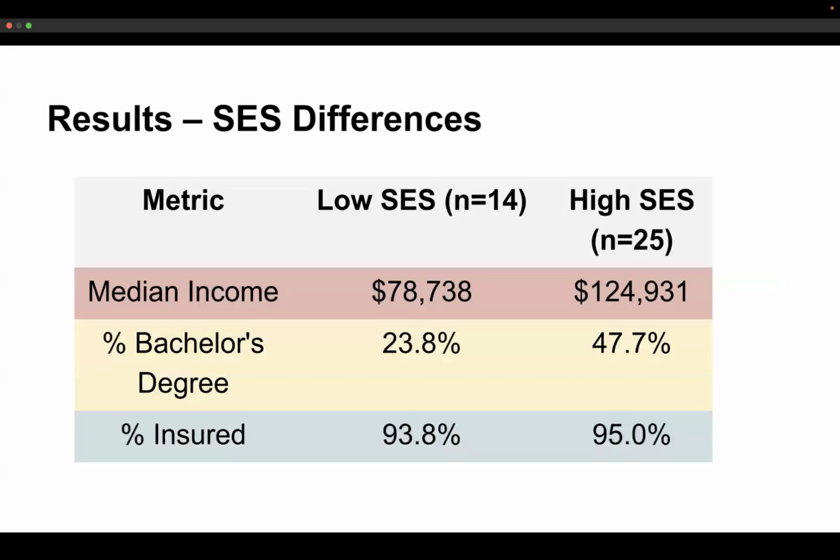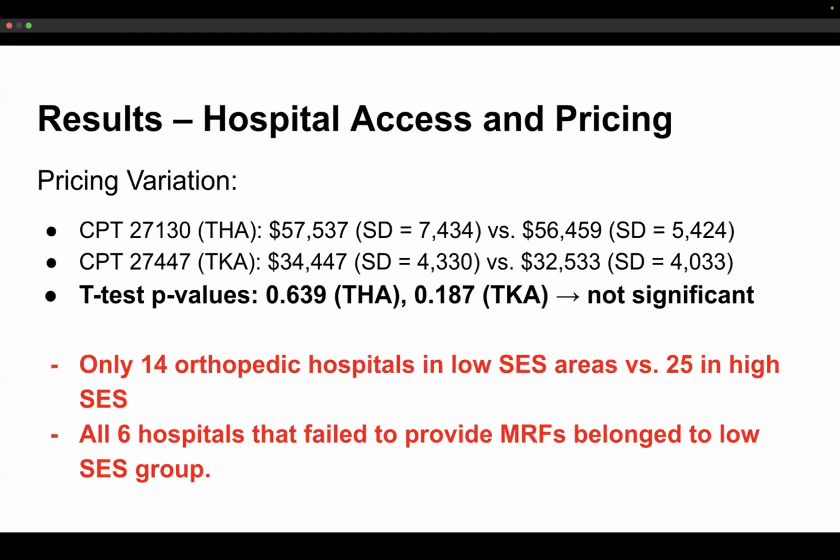Our results showed that low socioeconomic status counties had significantly lower income, education, and insurance coverage, factors known to impact healthcare access and literacy, when compared to high socioeconomic status counties. In terms of hospital pricing variability, our data showed that there was no statistically significant difference in the pricing variability among the groups. However, the access was clearly skewed among the socioeconomic status groups.